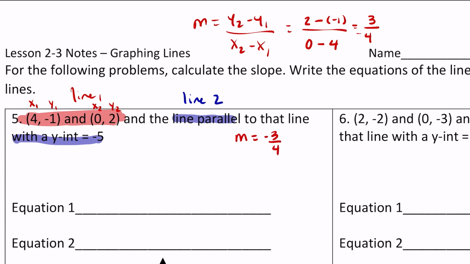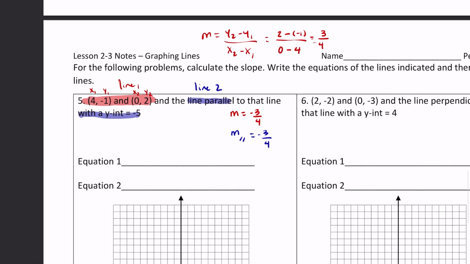And then I got to use my key word here, parallel. What does parallel mean? Well, the parallel slope of that means, well, same slope. So I'm looking at this, and it's basically the same slope. Okay?